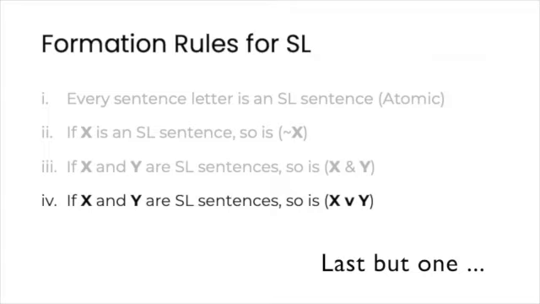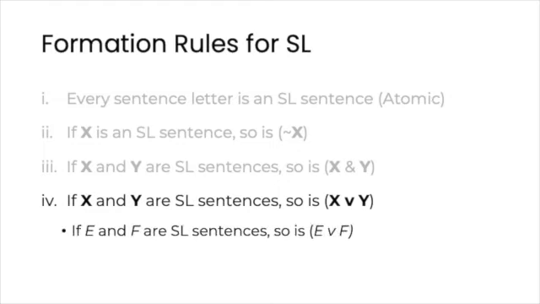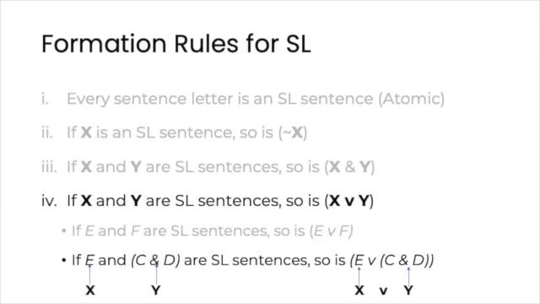The last rule corresponds to the V. It says that if X and Y are sentences, then so is the result of placing a V between them and surrounding the whole in parentheses. Within this whole, X and Y are called disjuncts. So if E and F are sentences, then E, V, F in parentheses is a sentence. And since we know that E and C ampersand D are both sentences, then we know that E, V, C ampersand D, with the parentheses in place always, is also a sentence, and so on.